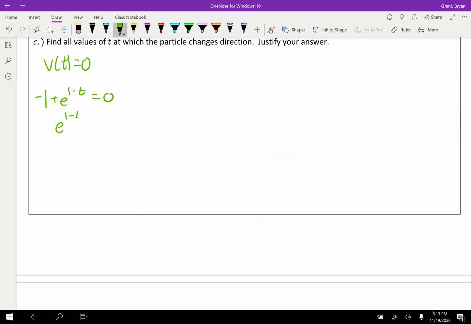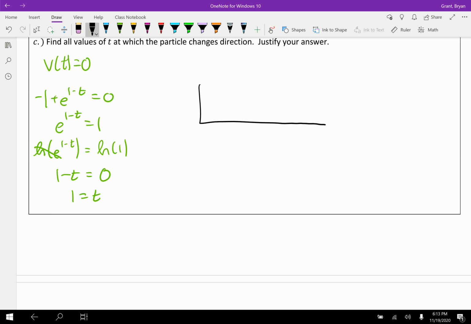So we add our 1 to each side. And then we have to remember how to undo e so we can get at that power of t, and that is, of course, where natural log comes into play. You need to do the natural log of each side. 1 minus t, natural log of 1, any log of 1. We need to know this. Any log of 1 is 0. Add t to both sides, and we get a time of 1. So it seems to me there is only one value that causes this derivative, or this velocity, to equal 0. All right. We have to figure out if the particle actually changes direction there.